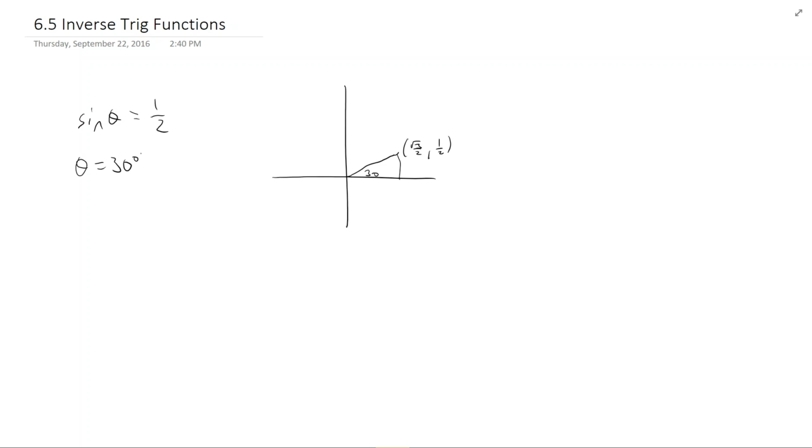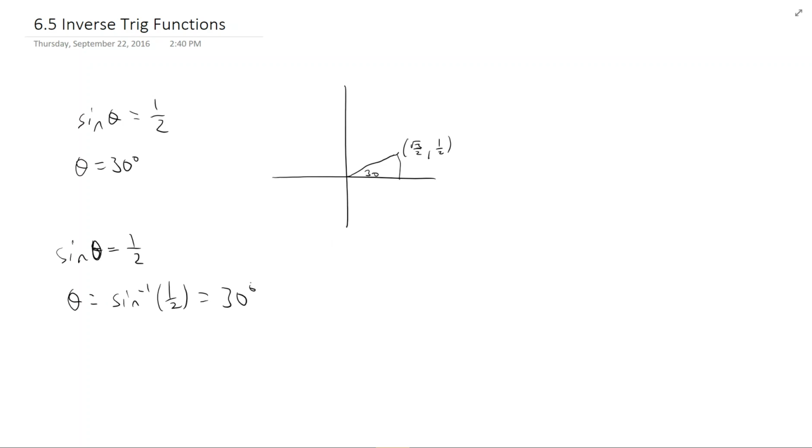So the idea behind the inverse trig functions is that if I know that sine of theta equals 1/2, I want to be able to go backwards and say, well, if I know that sine of theta is equal to 1/2, what is theta? So the idea here would be that looking at this sine of theta equals 1/2 equation, if I were to take inverse sine of both sides, ideally that would give me 30 degrees, right? So that's the idea behind these inverse trig functions.